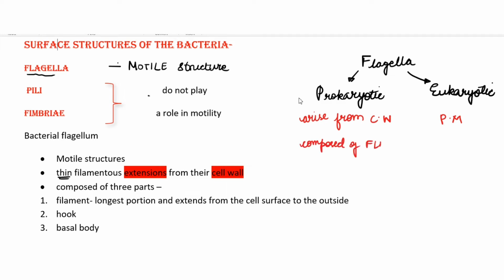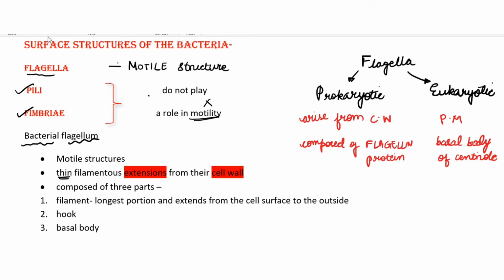Prokaryotic flagella is simple, composed of a flagellin protein, whereas eukaryotic flagella is a little complex and arises from the basal body of the centriole. About this, we'll learn more in upcoming classes.